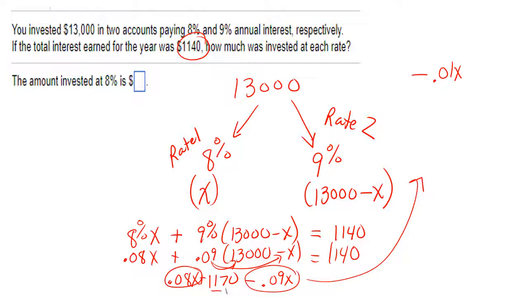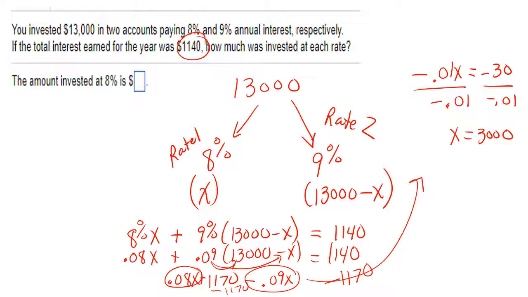and I could take this $1,170 and subtract it. Let me squeeze that in here. $1,170, and if I subtract that from the $1,140, that will give me a negative 30. Now just take your calculator and divide by negative 0.01. The answer then is $3,000.